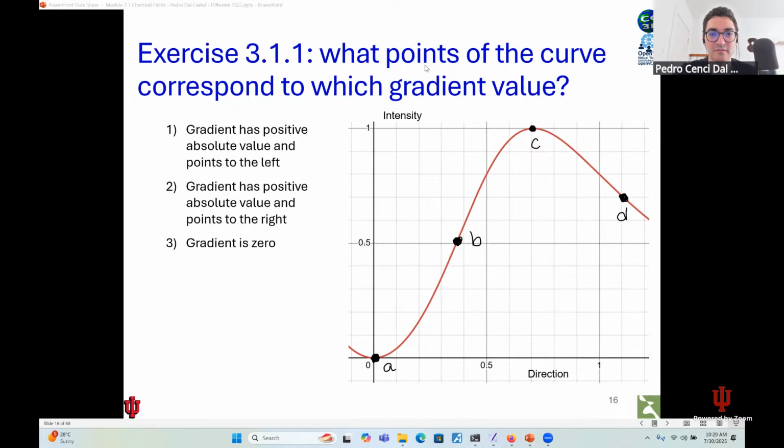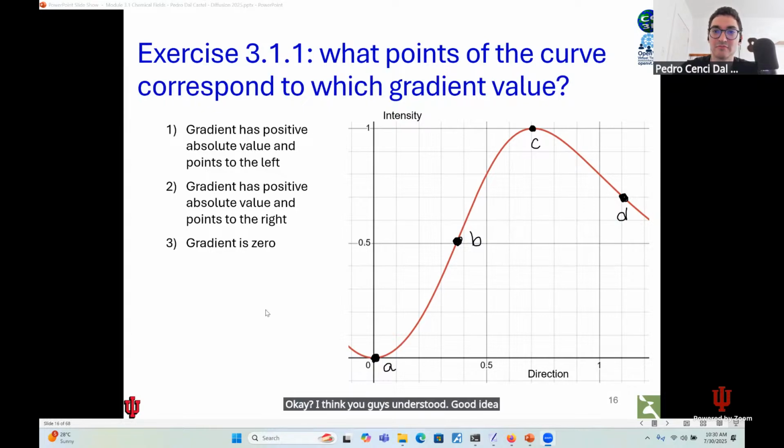Point A, 0, point B, positive to the right, C is 0, D is negative. Okay. 1 is D, okay. 2 is B, okay. And then 3 is A and C. Perfect. Okay. I think you guys understood the idea.